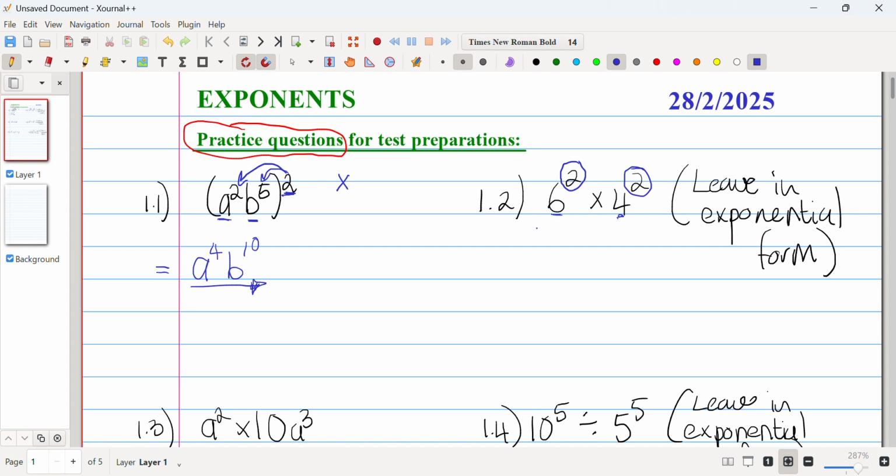So over here, in a bracket, we would say 6 times 4, and we're going to keep our exponent. Therefore, our answer in exponential form will be 24, because 6 times 4 is 24, all raised to the power of 2. And that is the final answer.